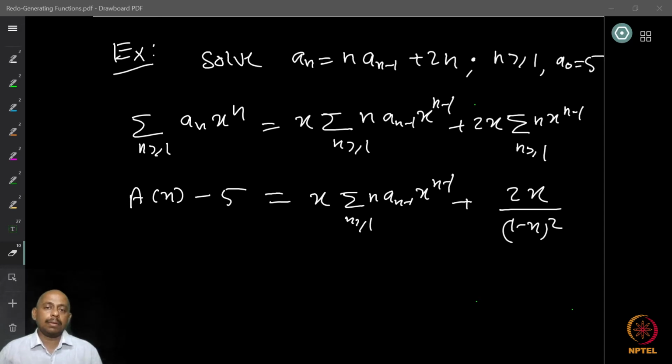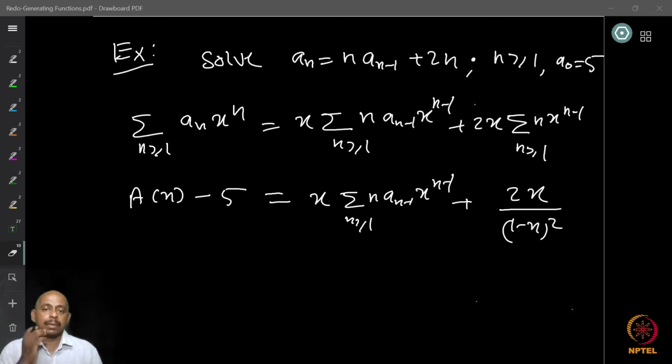Now, what does this give us? If A(x) is the generating function for a_n, then the left hand side, where the first term is missing, is A(x) minus 5, because a_0 is 5. On the right hand side, similarly, we have x times the summation of n a_{n-1} x^{n-1}, plus 2x over (1 minus x) squared, because the summation of n x^{n-1} is 1 over (1 minus x) squared, which we already saw.